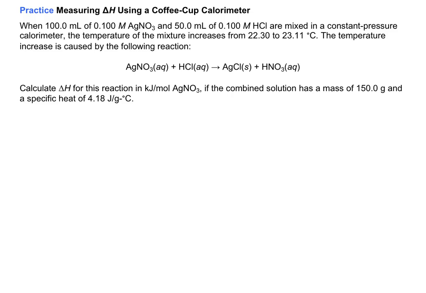So let's practice again. We have 100 milliliters of 0.1 molar silver nitrate and 50 milliliters of 0.1 molar hydrochloric acid mixed in a constant pressure calorimeter. The temperature of the mixture increases from 22.3 to 23.11 degrees Celsius. The temperature increase is caused by the following reaction. So we have our reaction here, 1 to 1 all the way across. Calculate the enthalpy of reaction in kilojoules per mole of silver nitrate, if the combined solution has a mass of 150 grams and the specific heat of 4.18 joules per gram degrees Celsius.